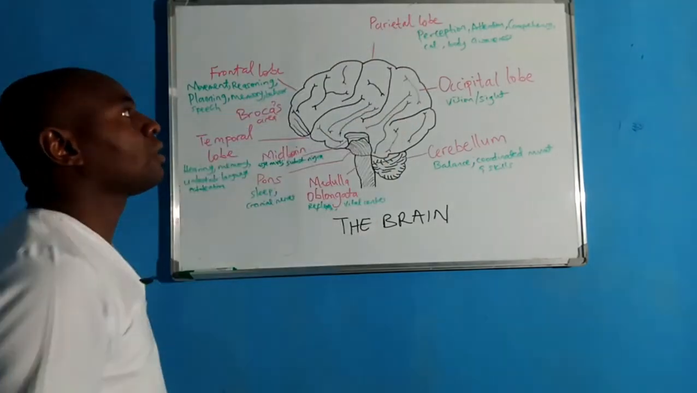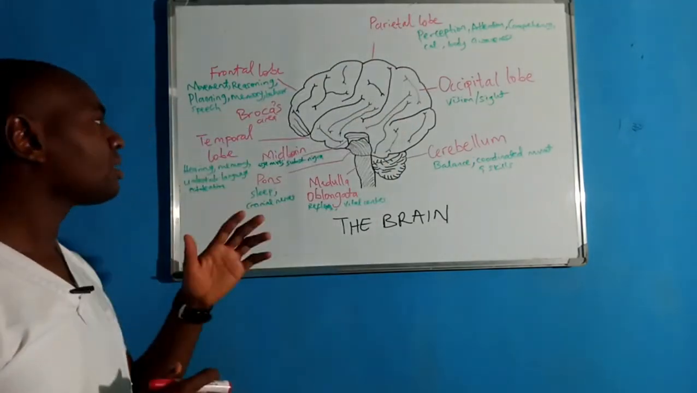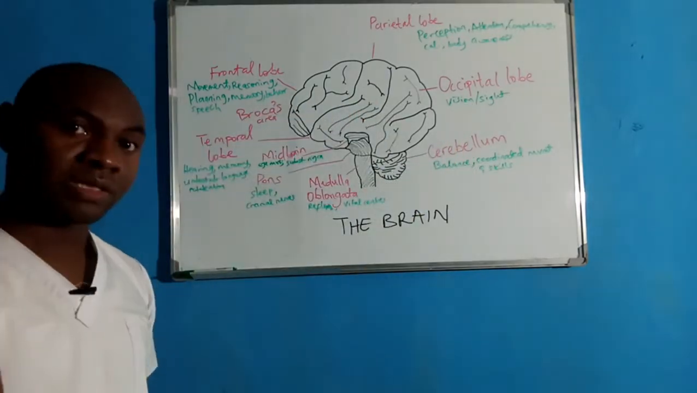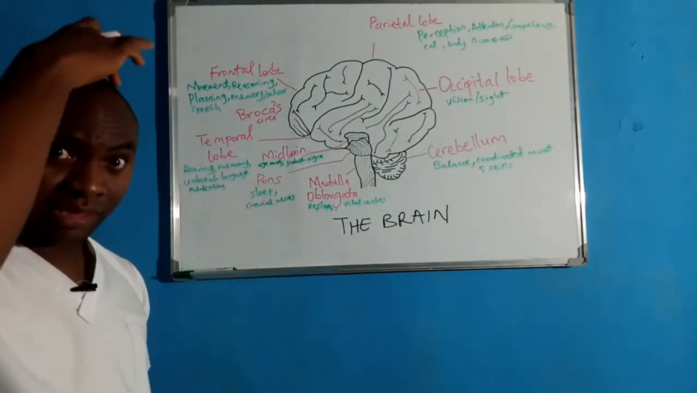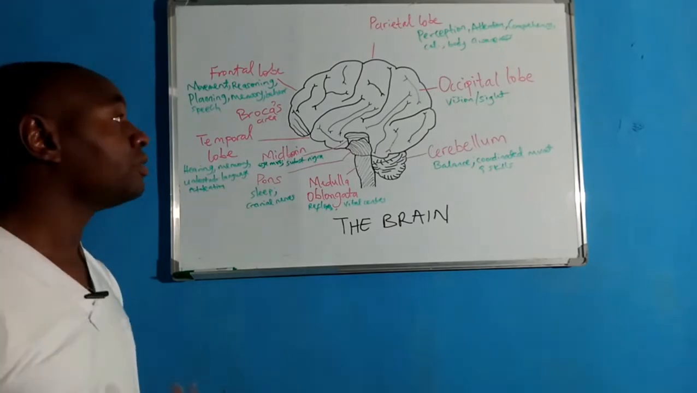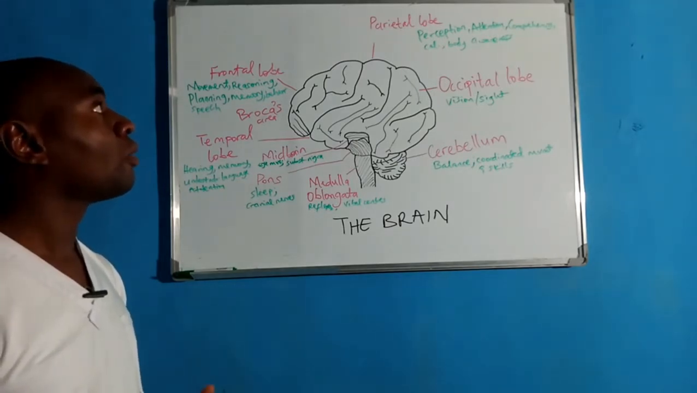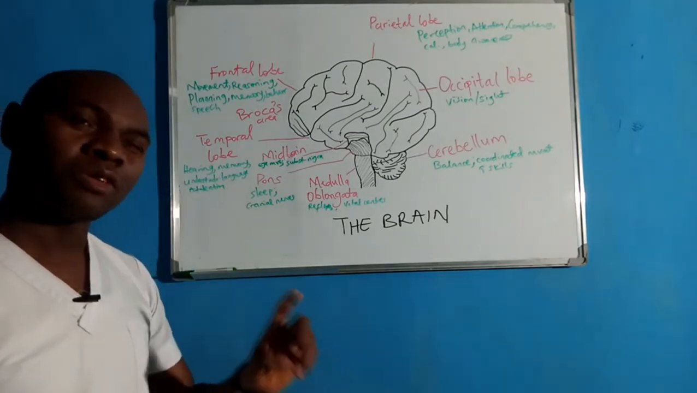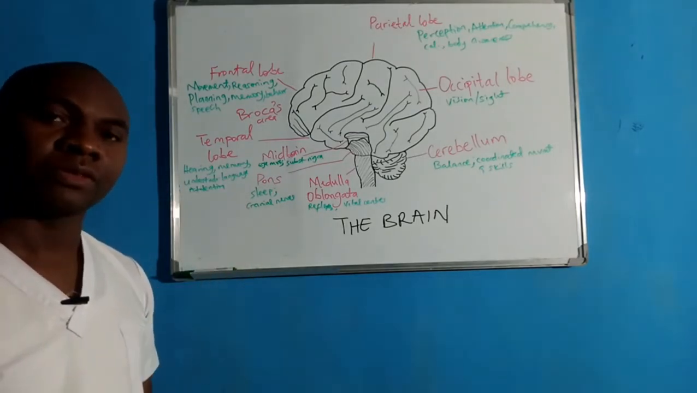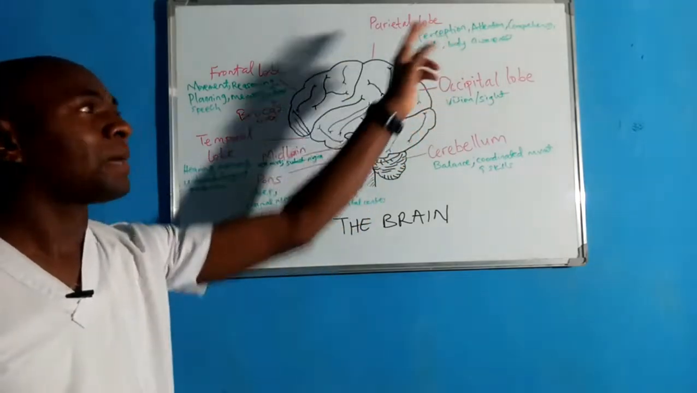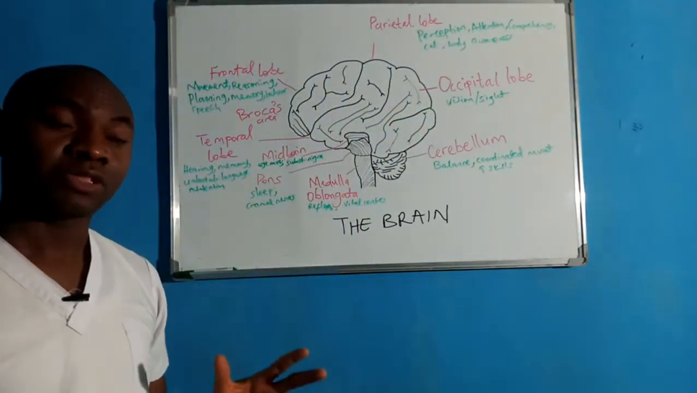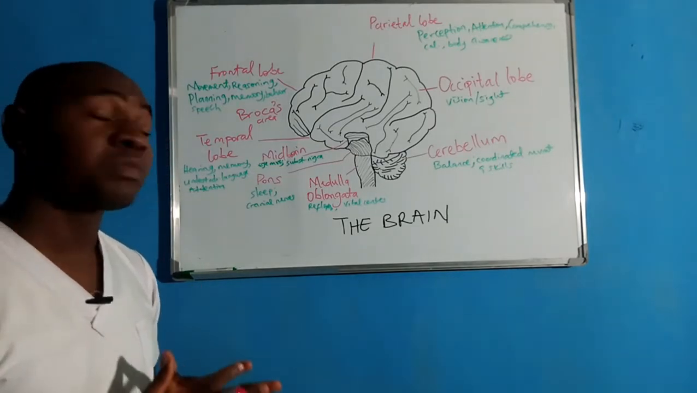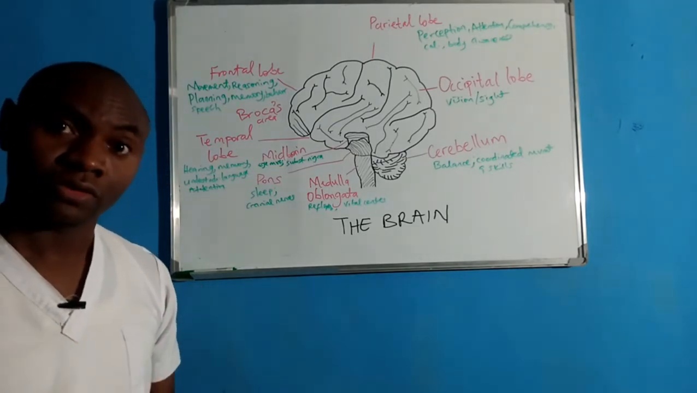Now, let's go to the next lobe. We have the parietal lobe. The parietal lobe is located in between the frontal lobe and the occipital lobe. So it's just located at the center of the head, at the crown of the head. Now, what is the major function of the parietal lobe? One of the major key functions of the parietal lobe is perception. Perception, understanding impulses. Another way to put it is sensations.